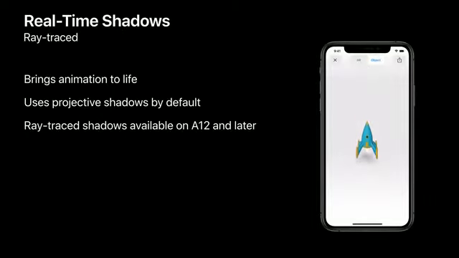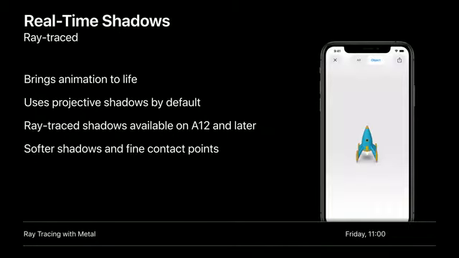One key difference between ray trace shadows and projective is that the ray trace technique produces softer shadows and is especially great for objects with fine contact points. Now, we've made great strides in terms of optimizations to enable AR Quick Look to perform real-time ray tracing of dynamic scenes, all on a mobile device.